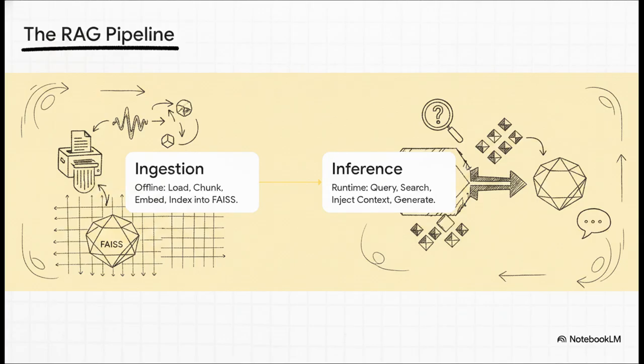Then you have the runtime inference loop. A user asks a question, we embed that query, and FAISS performs a similarity search to find the nearest mathematical neighbors. This is really where the magic happens. FAISS acts as this sublinear mathematical bridge, making it possible to search millions of mind-bending 1536-dimensional vectors in mere milliseconds, instead of painfully scanning them one by one.